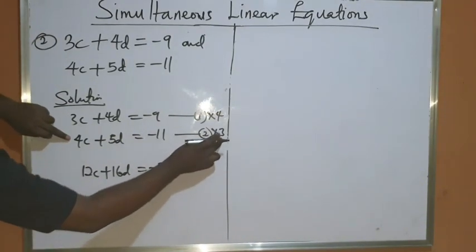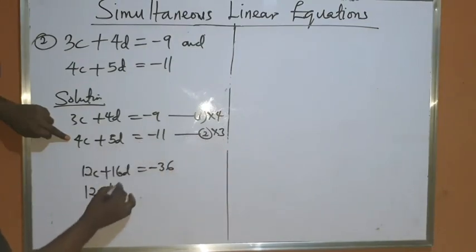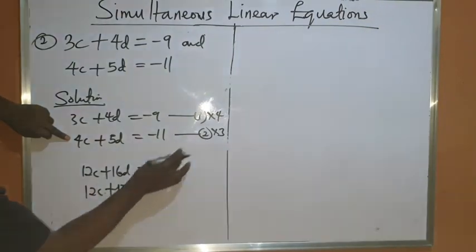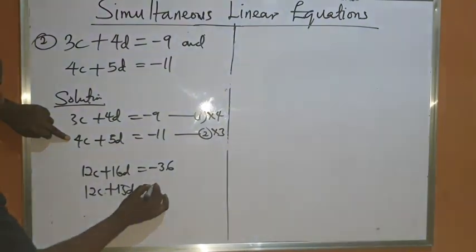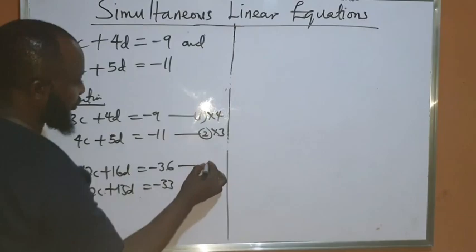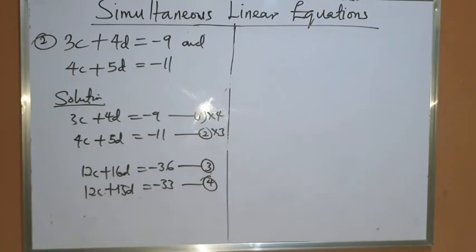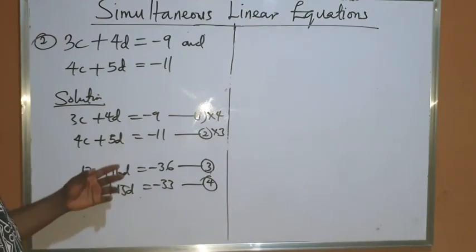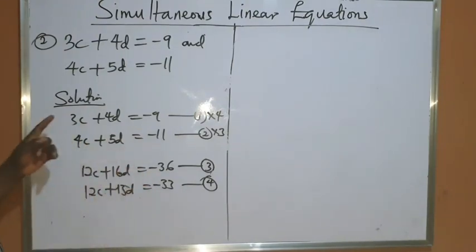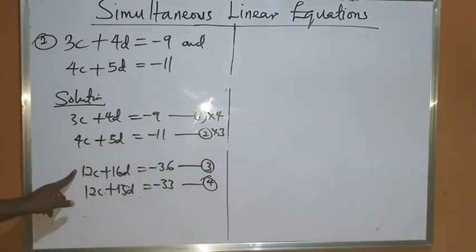So we use the same thing. 3 times 4c gives us 12c, right? Plus 3 times 5g is equal to 15g, equals 3 times minus 11, which equals minus 33. So this is equation 3, and this is equation 4. So from here you can now see that one of the variables has the same coefficient in both equations. So 12 here is also 12 here.